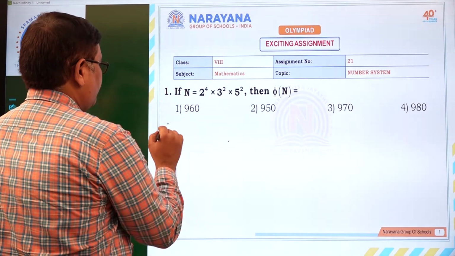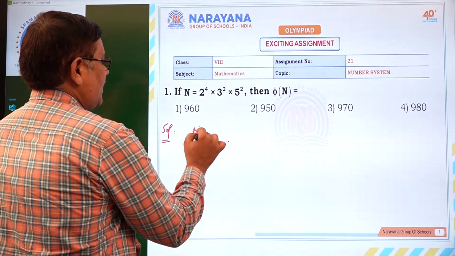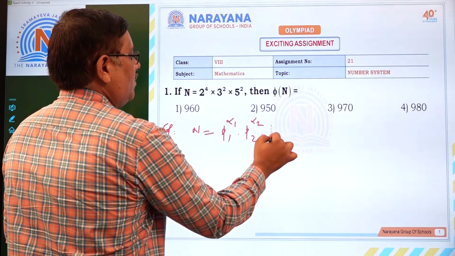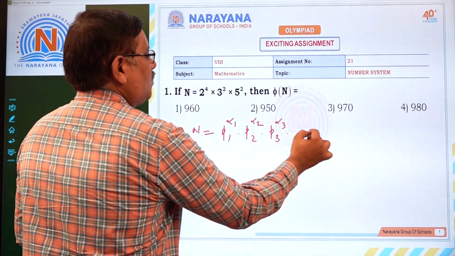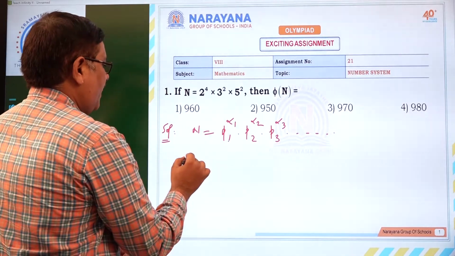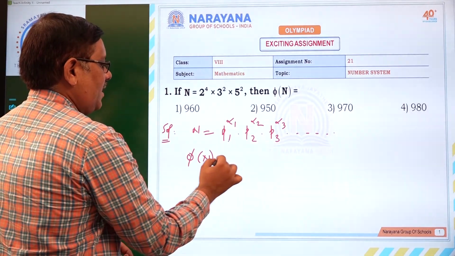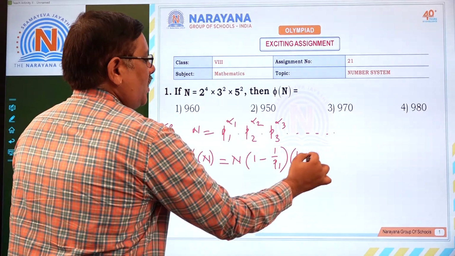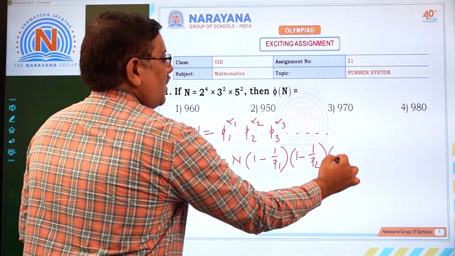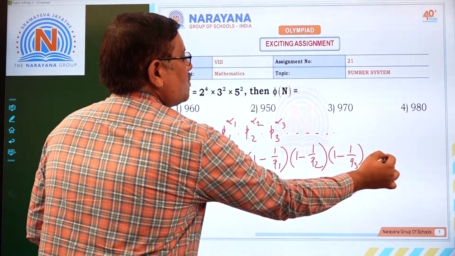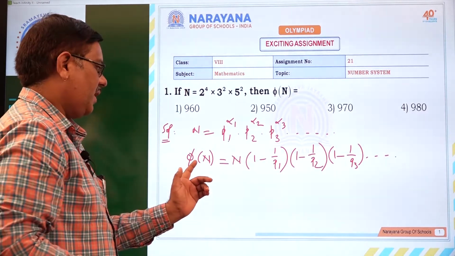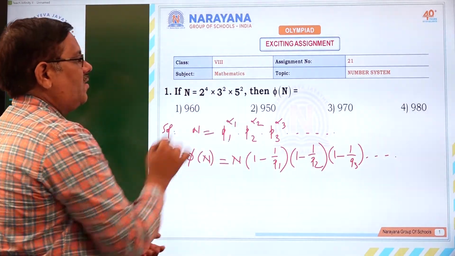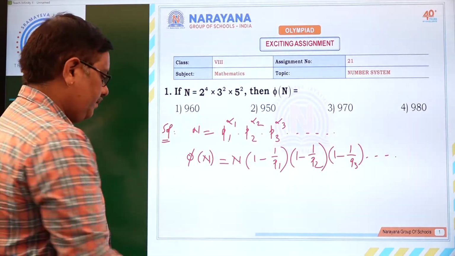Suppose you have n as p1 power alpha 1 into p2 power alpha 2 into p3 power alpha 3 and so on. Okay. Phi of n is given as n times 1 minus 1 by p1 into 1 minus 1 by p2 into 1 minus 1 by p3 and so on. That is the formula to find out phi of n. Okay, now based on this, we are trying to find out phi of n for the given n.